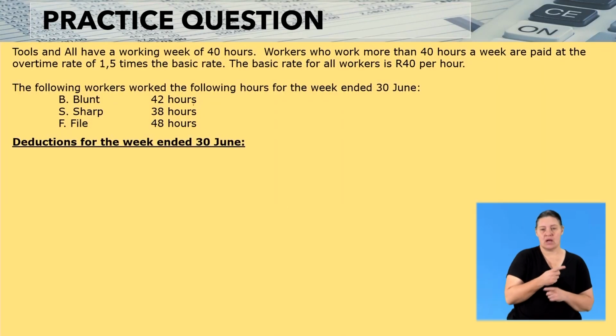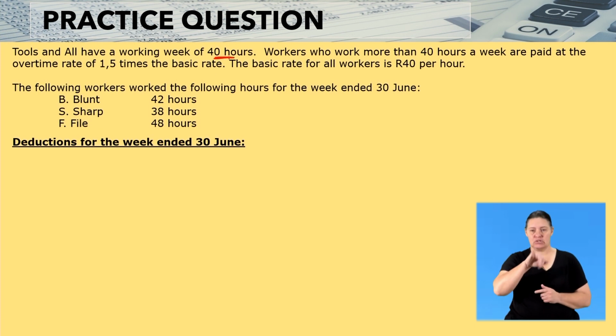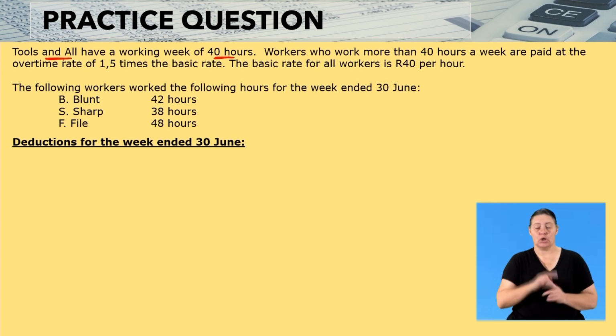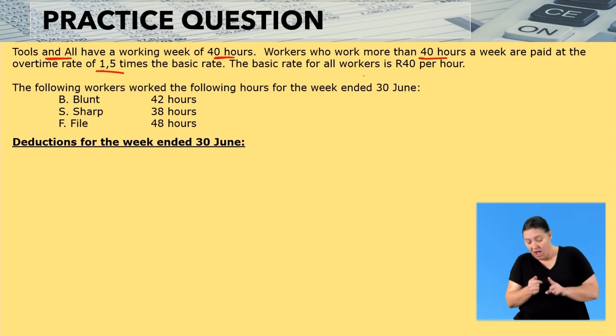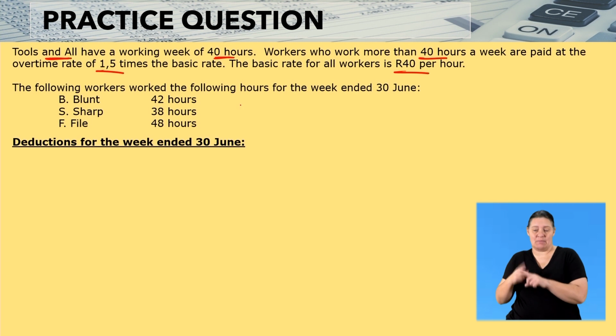It reads, Tools and All have a working week of 40 hours. So this is a company, Tools and All, and they have a working week of 40 hours. Workers who work more than 40 hours a week are paid at an overtime rate of 1.5 times the basic rate. The basic rate for all workers is 40 Rand per hour. And we have the following employees: Blunt, Sharp, and File.